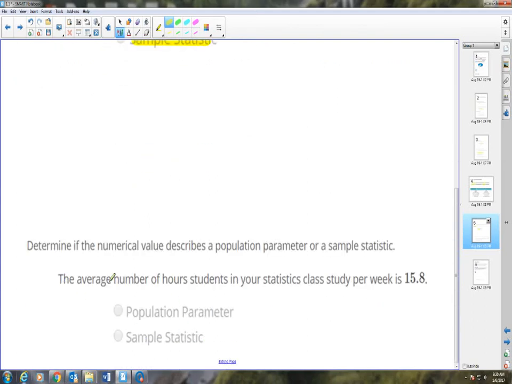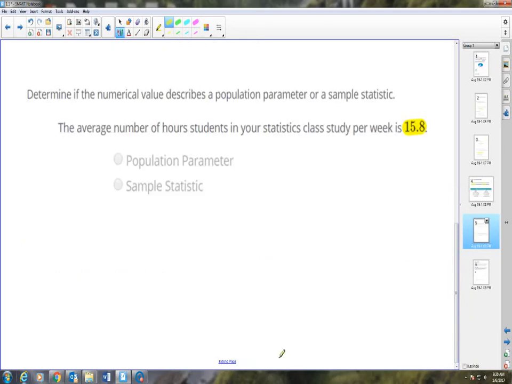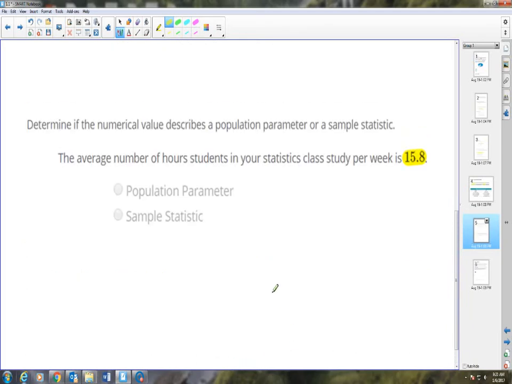Right. Same thing. The average number of hours students in your stat class study per week is 15.8. So this number, 15.8, is the average number of hours students in your stat class study. Students in your stat class has to be the population, because it's all the students together. The average study hours is 15.8, so that numerical value describes the population.